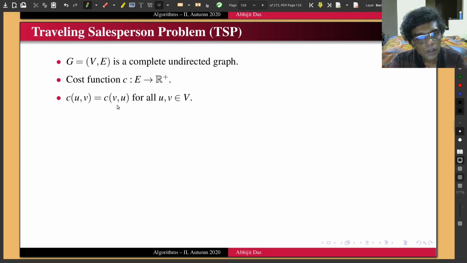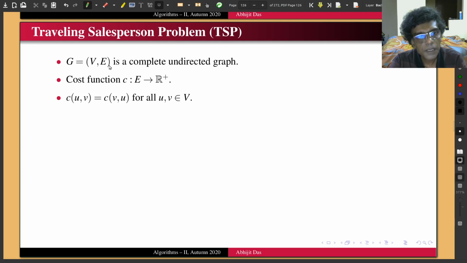Okay. So now suppose that a traveling salesperson starts from one city, goes to another city, goes to another city, makes a complete tour of all the cities, but he visits each city once and only once, and eventually he comes back to the city from which the tour started. So this is basically a Hamiltonian cycle. Each vertex is visited once and only once.